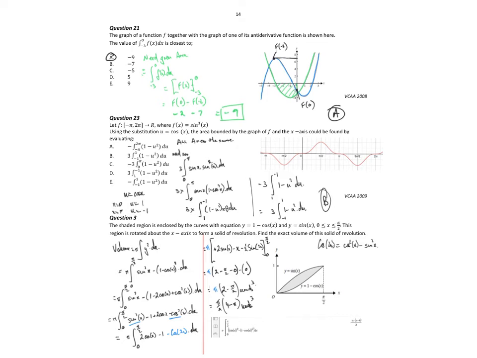Let's jump to the next page. Okay, graph the function, antiderivative shown here, is closest to. So what we're really harnessing on here is the graph of the function we're interested in and its antiderivative. So it's the green function that we're interested in. And so it's that green area there, the integral between -3 and 0, f of x dx.